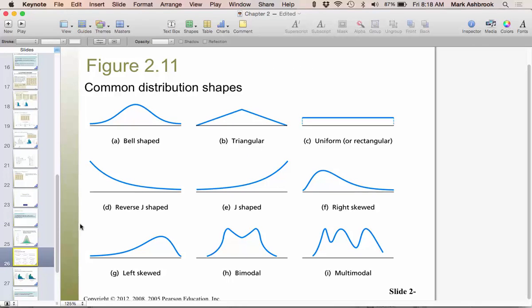Okay, and then we have triangular, uniform means same frequency for all data values, right? Same frequency for all data values, that's uniform. Okay, reverse J-shaped. So bell-shaped is going to be important for us. Right skewed and left skewed.